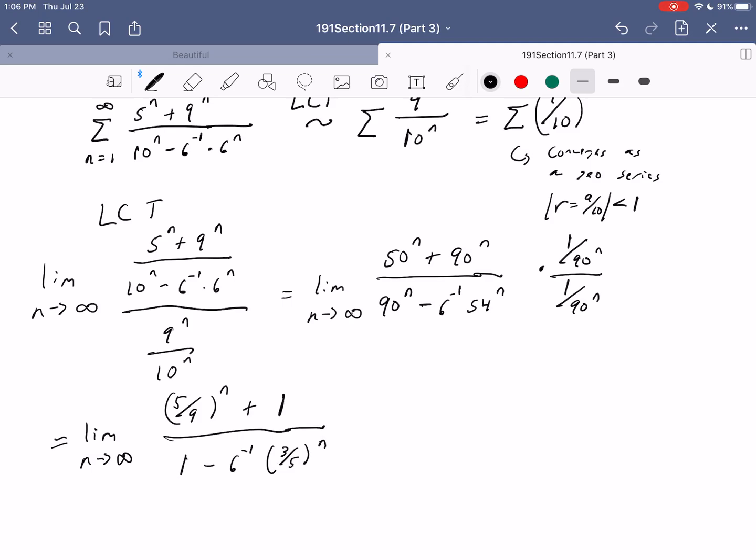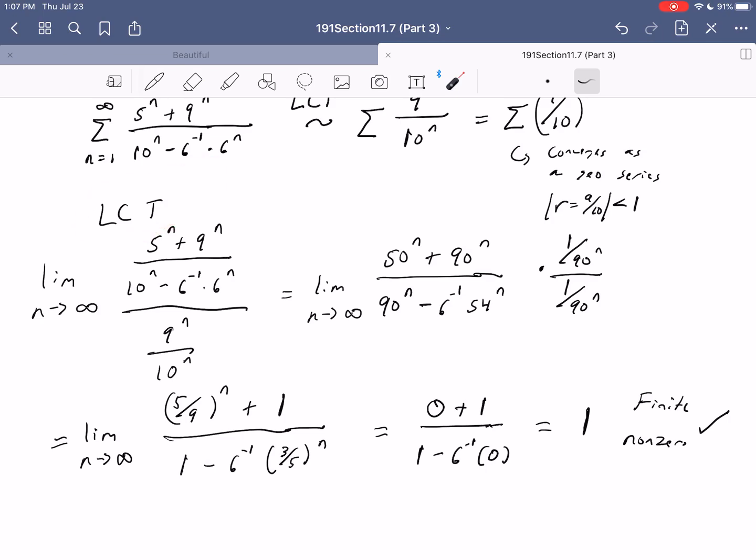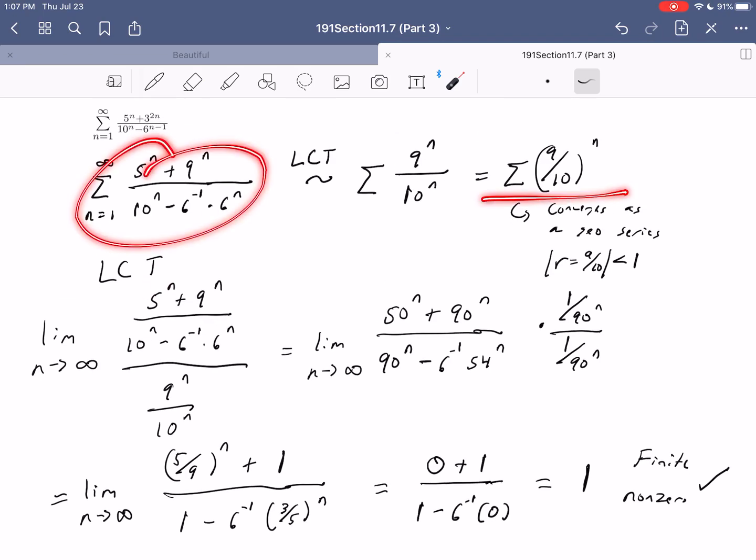Okay. Why did we build these types of things? Well, remember, as n goes to infinity, if the base is less than 1, then these go to 0. So this is going to be 0 plus 1 over 1 minus 6 to the minus 1 times 0. But of course, that is just going to be 1. And that is finite and non-zero. Check. So the LCT worked. So this acts the same as this, and this converges.